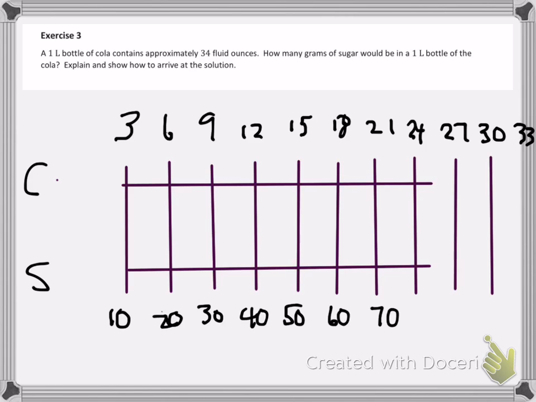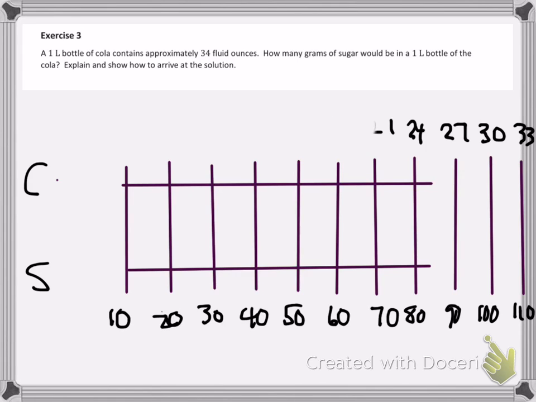So if I continued here, I'd have 80, 90, 100, 110 would be this one, and that's this one right here, and then it would be just a little bit bigger than that, wouldn't it? So 33 ounces is not what we want. We want 34 ounces. It's going to be a little bit bigger than 110, and a little bit less than 120. So if we zoom in on this, let me show you what it would look like. Let's zoom in here.